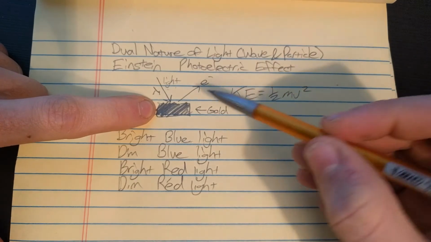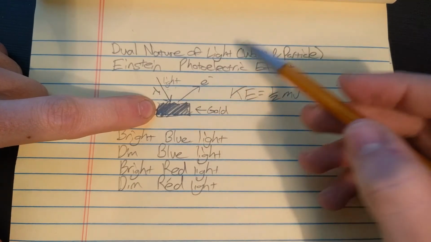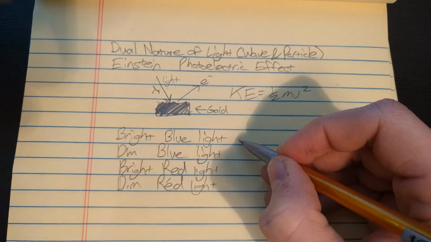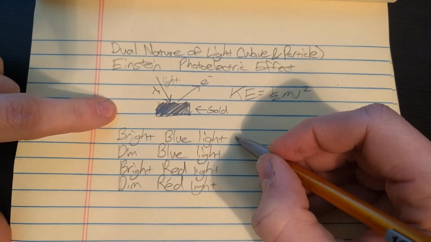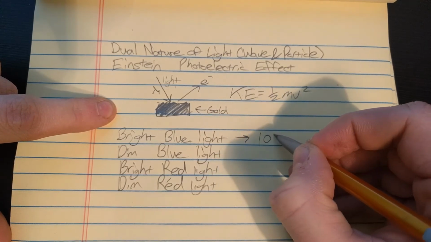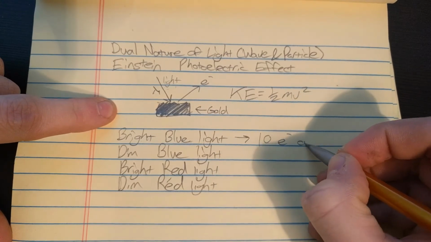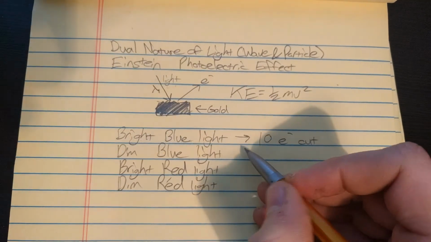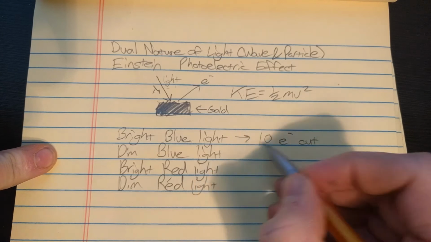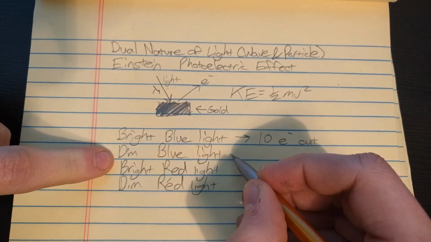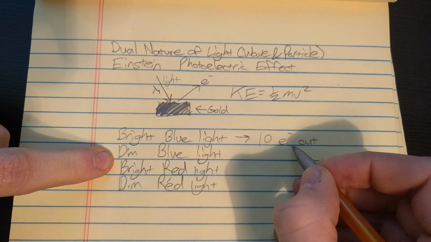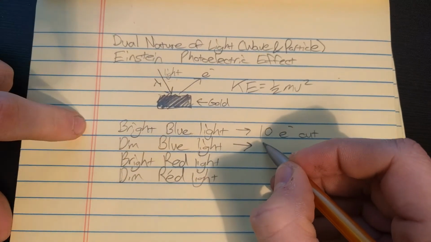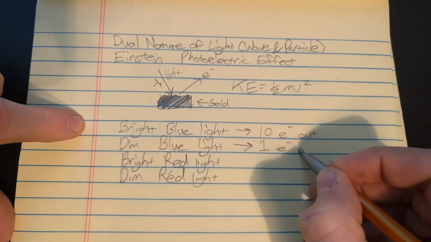it was found that you would get a lot of electrons out with high kinetic energy, say. So, for instance, you would get about 10 electrons out with some kinetic energy. The amount of kinetic energy really doesn't matter. You just get some out. And as you make the light dimmer and dimmer, you still get electrons out, you just get less and less. So if you have very dim blue light, say you might get 1 electron out.